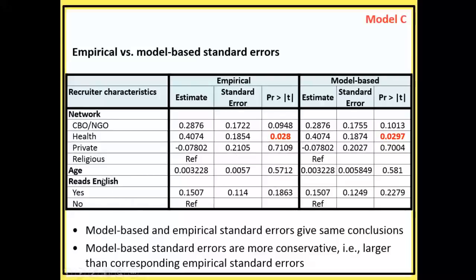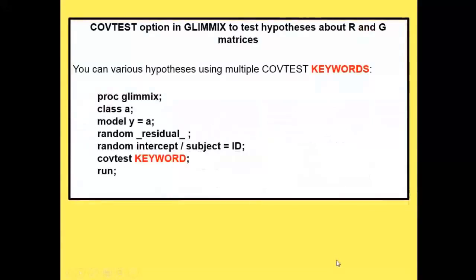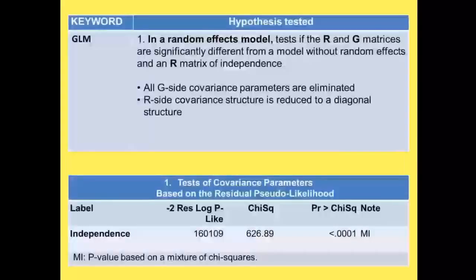Age and whether or not the recruiter read English or not were not significant. I mean, this is just to give you an example of what happened. And you get the same conclusion whether it's empirical or model-based. And then what she also did was she did some COVTEST stuff. I'm only going to show you one just to show you how it worked, and then we're done. Okay? Here's the COVTEST.